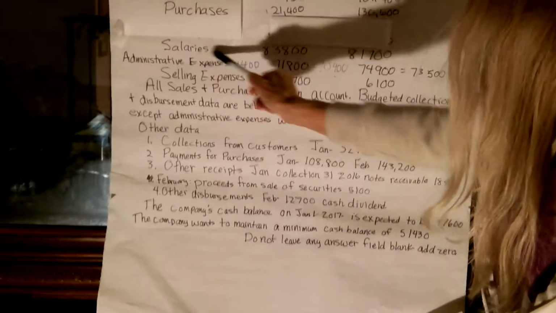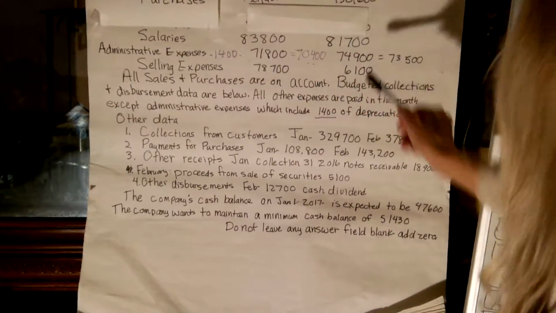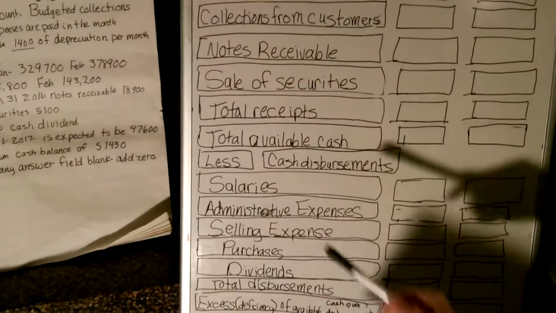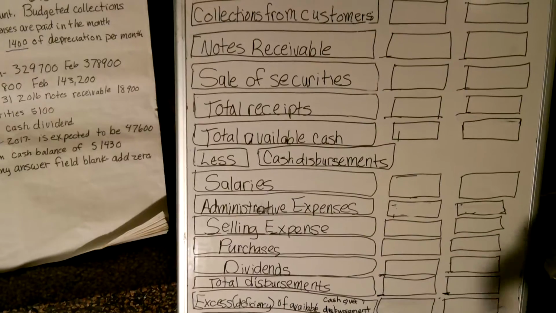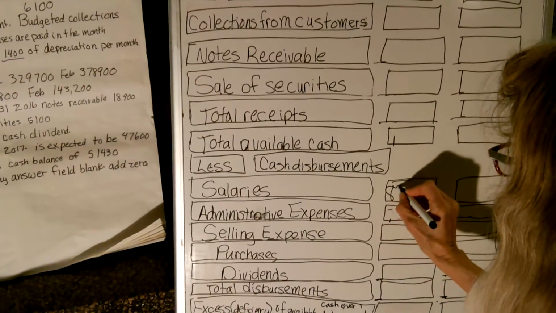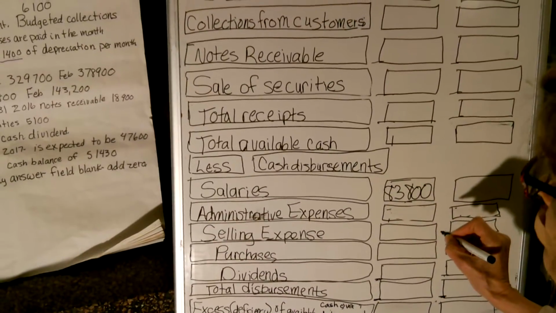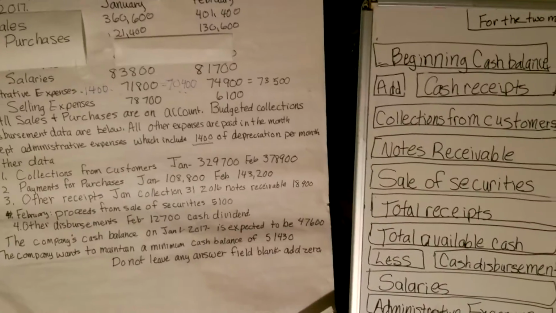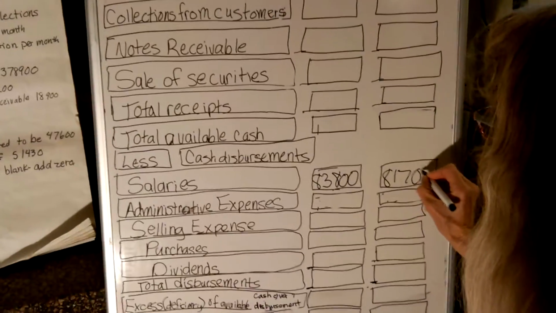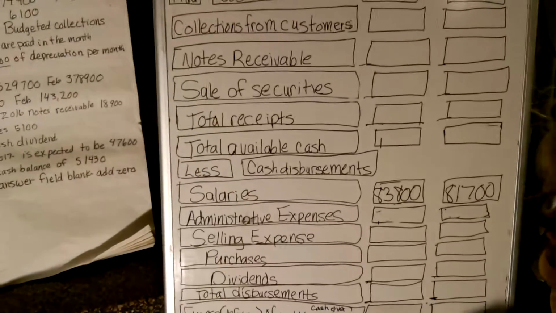First item we have is salaries, for $83,800 and $81,700. So salaries is going to go under cash disbursements. We're going to take those two numbers, $83,800 and $81,700, and we can put those right there.